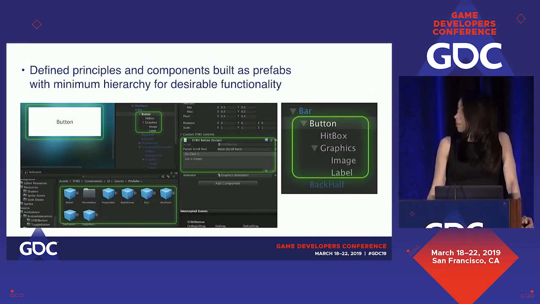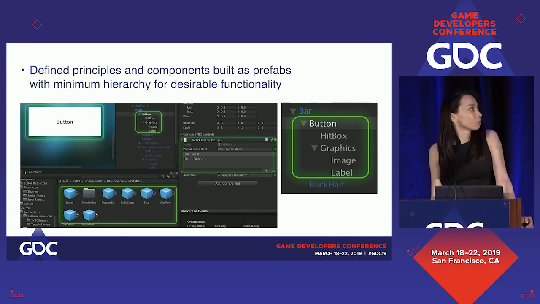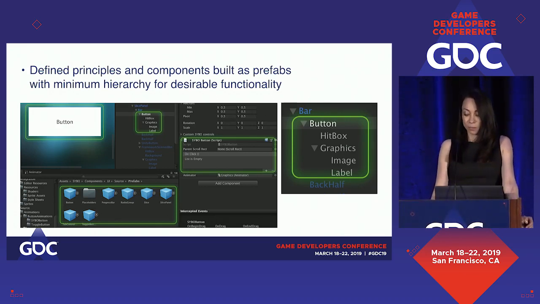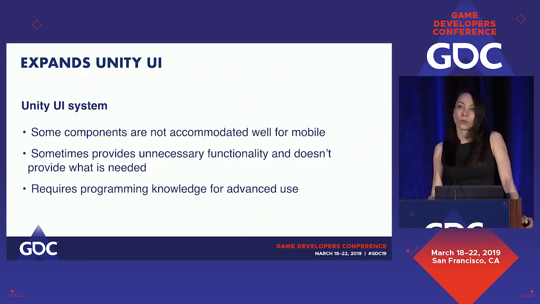And so after we had defined these principles and components, we built them as prefabs with a hierarchy that made sense for the desirable functionality, with the minimum hierarchy. And we actually had to rebuild most of the basic components that were already present in Unity UI. We had to do it because even though the UI framework expands Unity UI, some of the components were just not suitable for us. The main reason was that they were not adapted for mobile, and in some complex cases, Unity UI requires programming knowledge for advanced use.